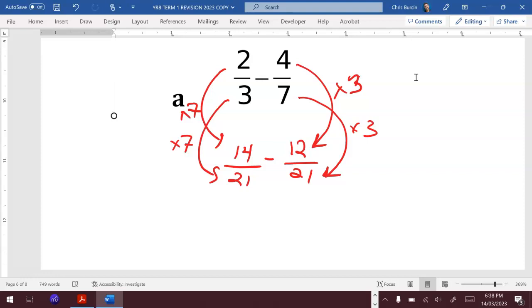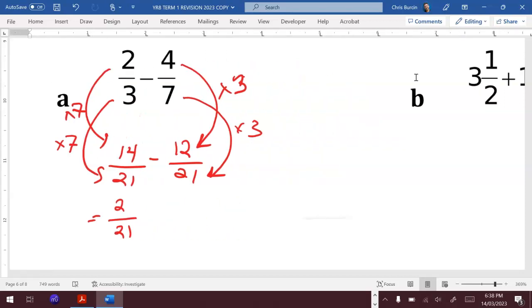So now I'm comparing apples and apples. 14/21, which is equivalent to 2/3, minus 12/21, which is equivalent to 4/7, is going to equal 14 minus 12, which is 2 over 21. Now, I can't reduce that any further, so that is my answer.